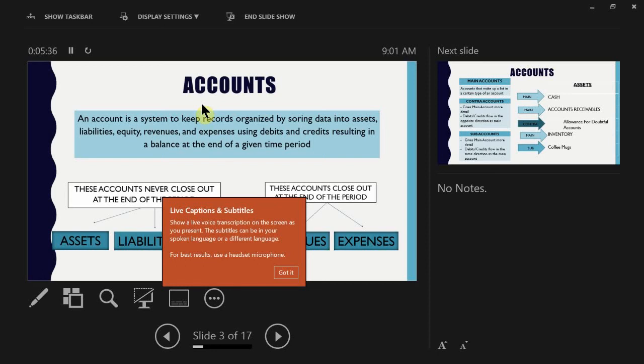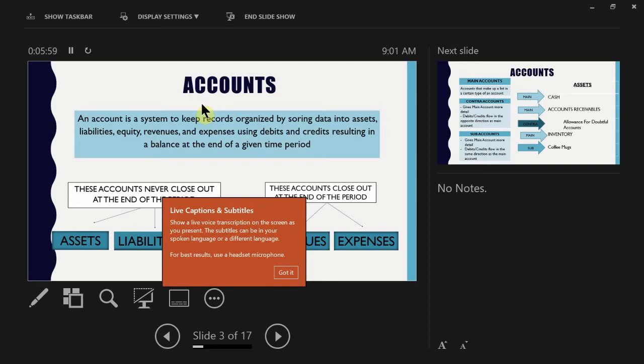And these three accounts right here are called permanent accounts. These accounts never close at the end of the period. Okay, they are always open. All right, and we'll talk about reasons why this concept holds true.